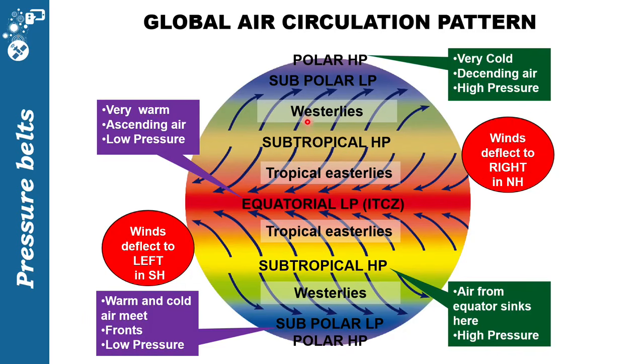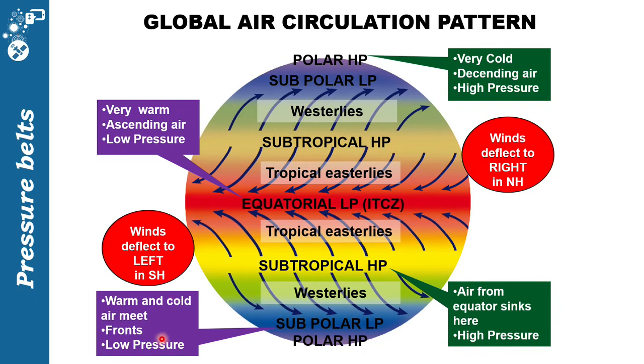You also need to know that the westerly winds blow from the subtropical high pressure to the subpolar low pressure in both hemispheres. The tropical easterlies blow from the subtropical high pressure towards the equator in both hemispheres. Those are the two main. There's also your polar easterly winds, but we're not going to be looking at that now. You also know that winds deflect to the right in the northern hemisphere as an effect of Coriolis force, and to the left in the southern hemisphere.